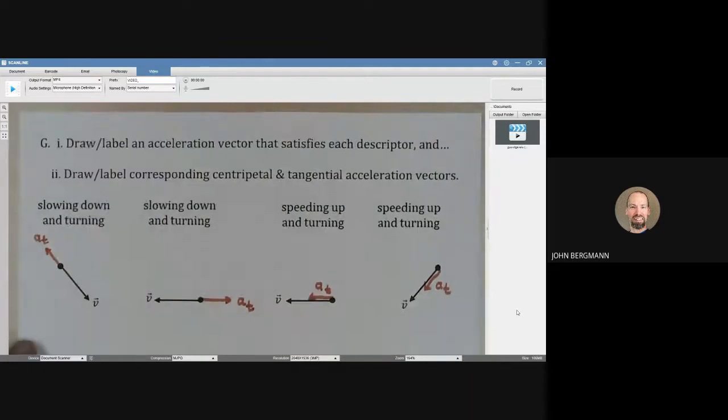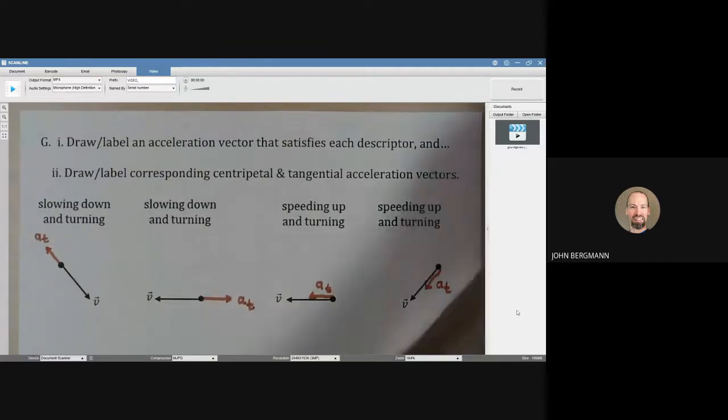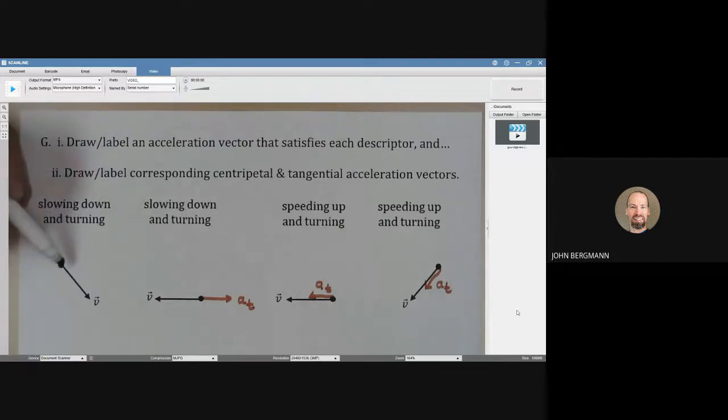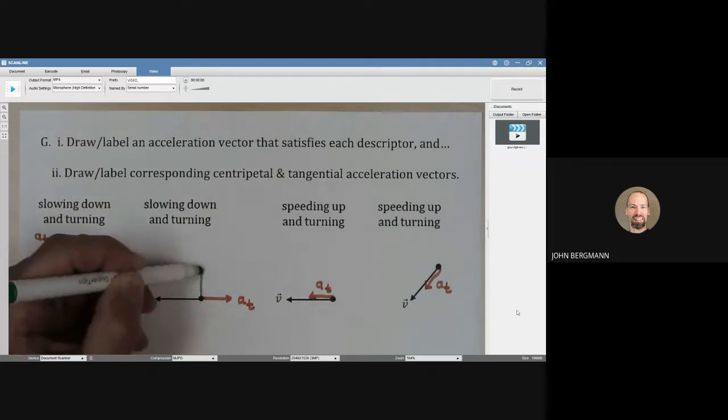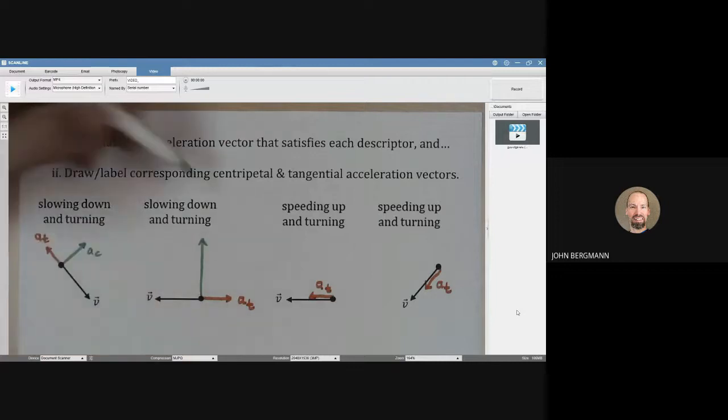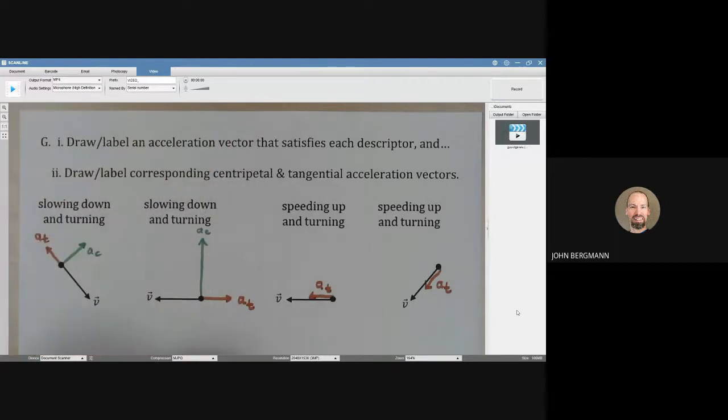So that's the slowing down, speeding up part. Now, the changing direction, it has to be at right angles to the velocity. It doesn't matter if we go up and to the right or down and to the left. I'll go up and to the right here. The centripetal acceleration vector is going to look like that. How about in the middle one? How about I draw a really big centripetal acceleration vector? There we go.